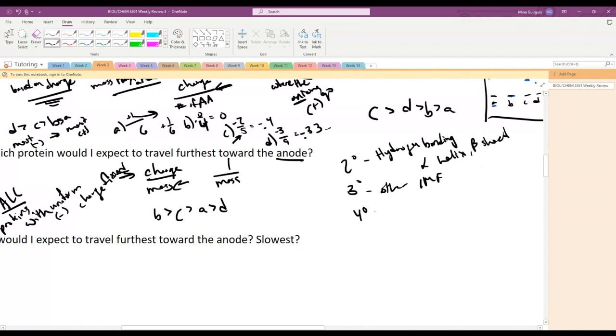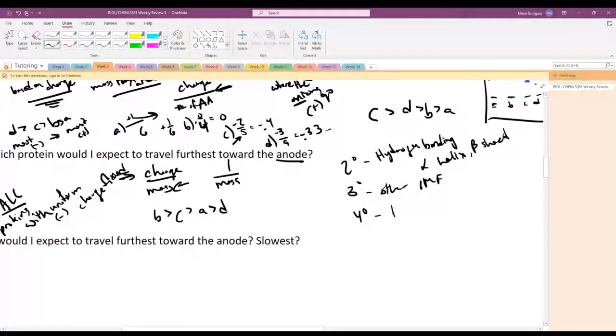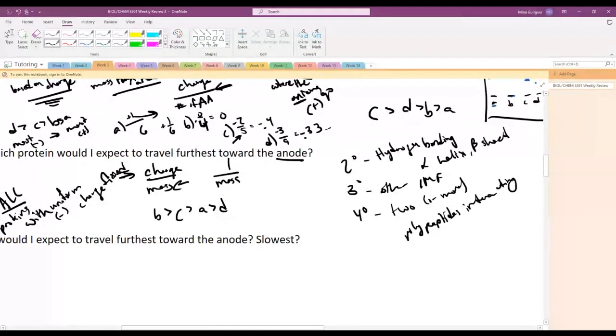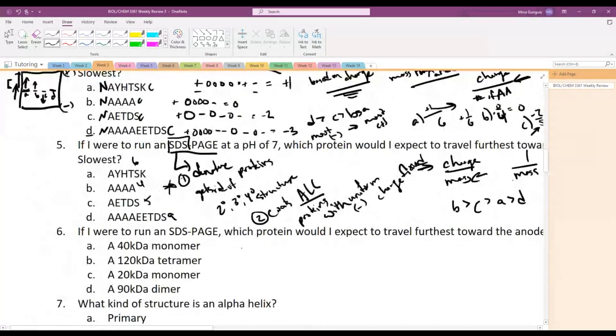And quaternary structure is when you have 2 or more polypeptides interacting. Okay? So now that we have that, we can approach this next question.